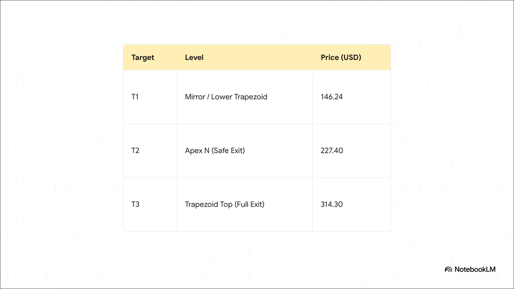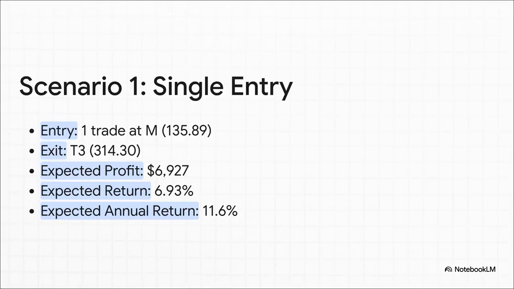So let's walk through the first scenario. This is the simple one. This assumes the price just goes up right after hitting that first M entry, and it never drops down to that secondary PC level. If that one trade is held all the way to the final target, T3, well, the model projects an expected profit of just under $7,000. On that hypothetical capital, that works out to a return of about 6.9%.